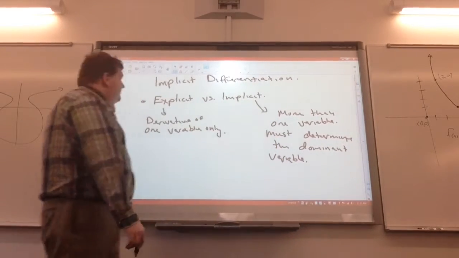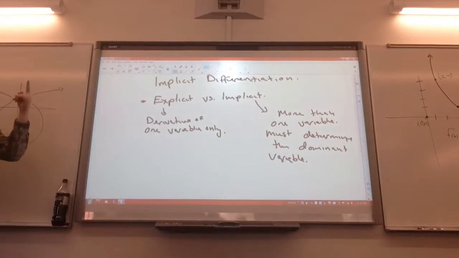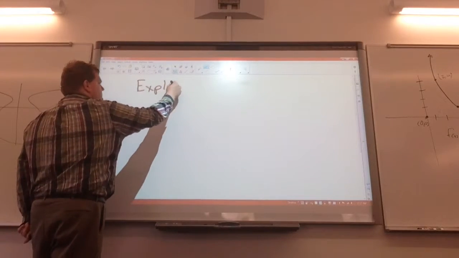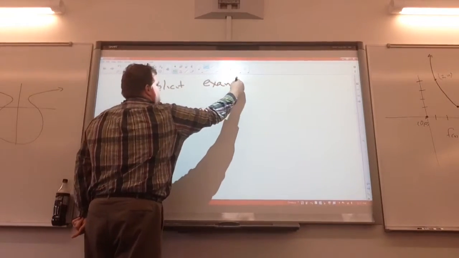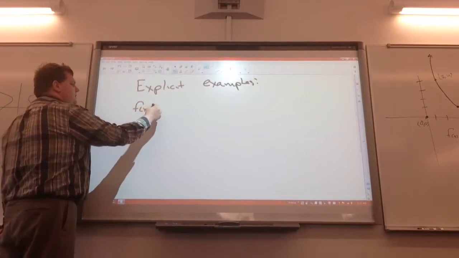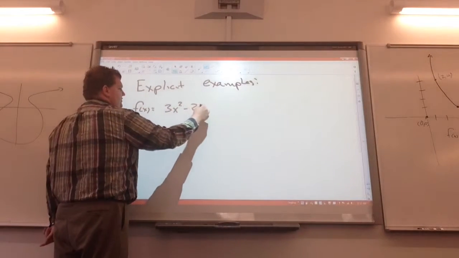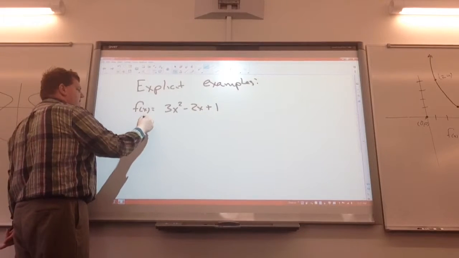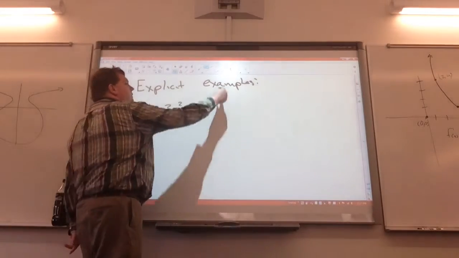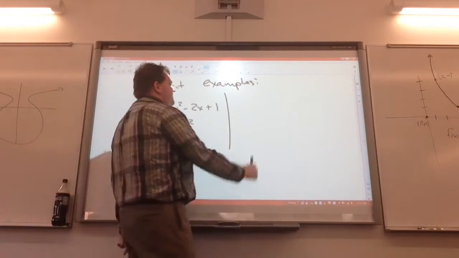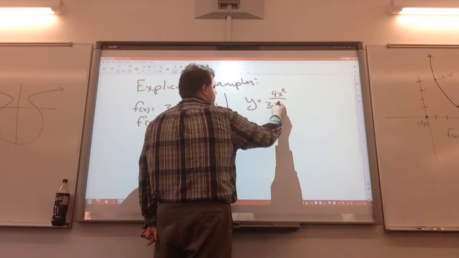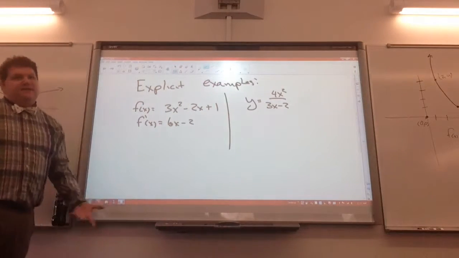Let's take a look at examples of each of these so you can see the difference. An explicit example we've seen before is f of x equals 3x squared minus 2x plus 1. What would the derivative of that be? 6x minus 2, easy peasy. Another example of explicit might be y equals 4x squared over 3x minus 2, and that we could take the derivative of.